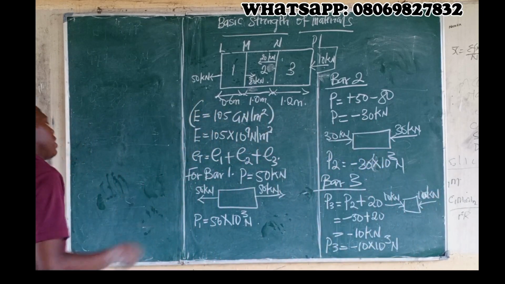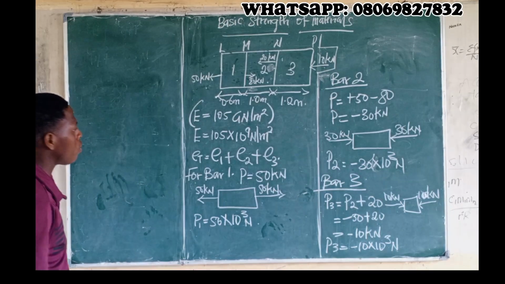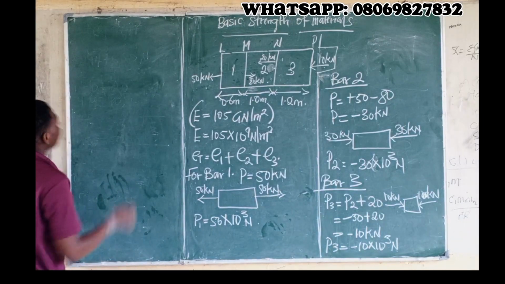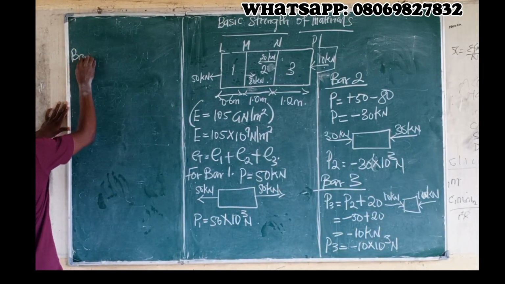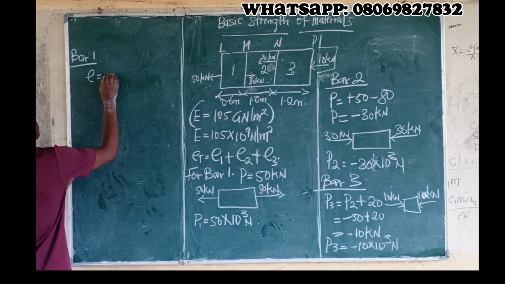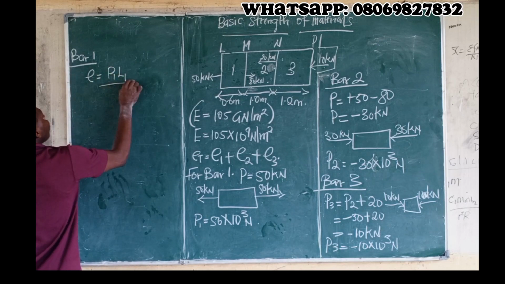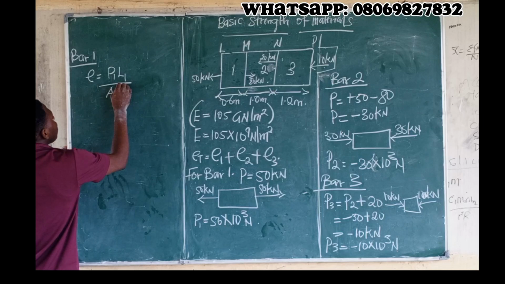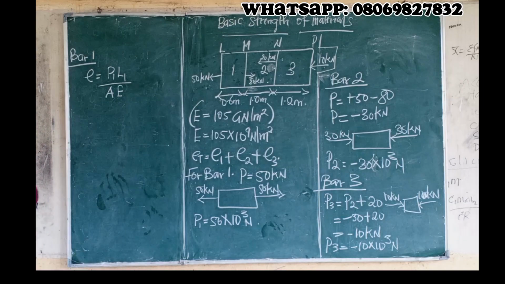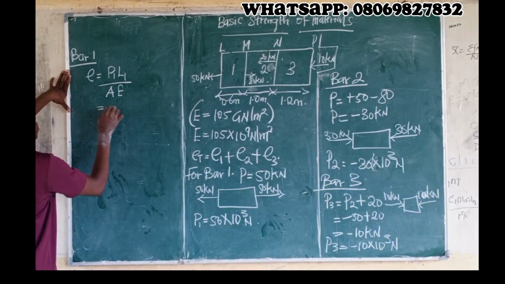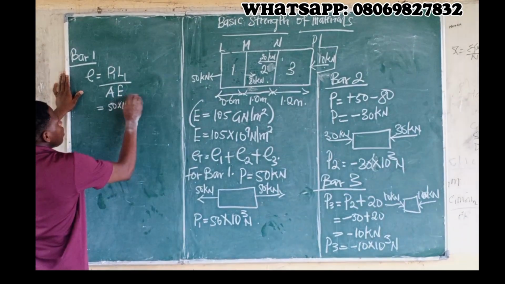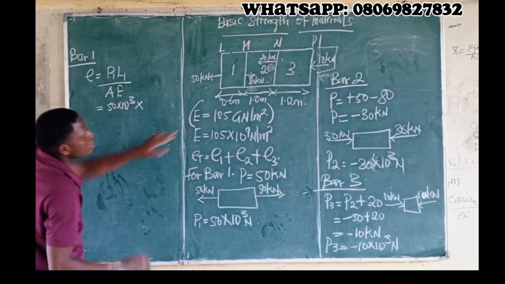What's the next thing? The next thing is to get the extension for each of the bars. To calculate the extension for bar 1, we know that e is equal to P1 L1 over A E, where E is the Young modulus. Now P1 is 50 times 10 raised to the power of 3, multiplied by the length, 0.6.